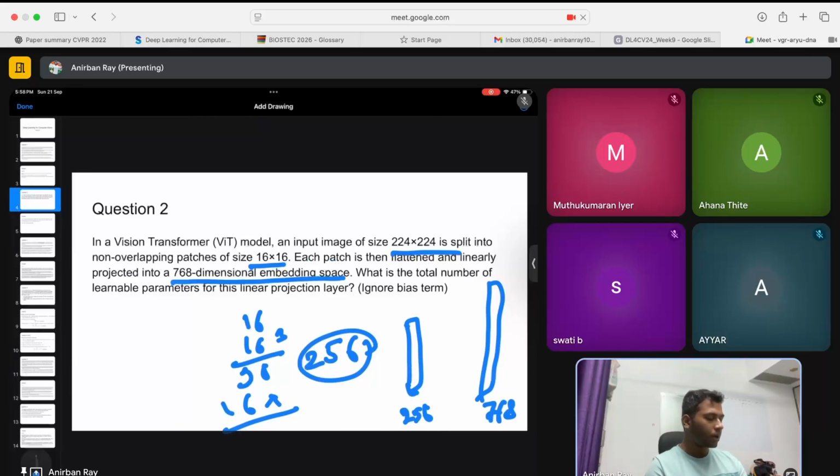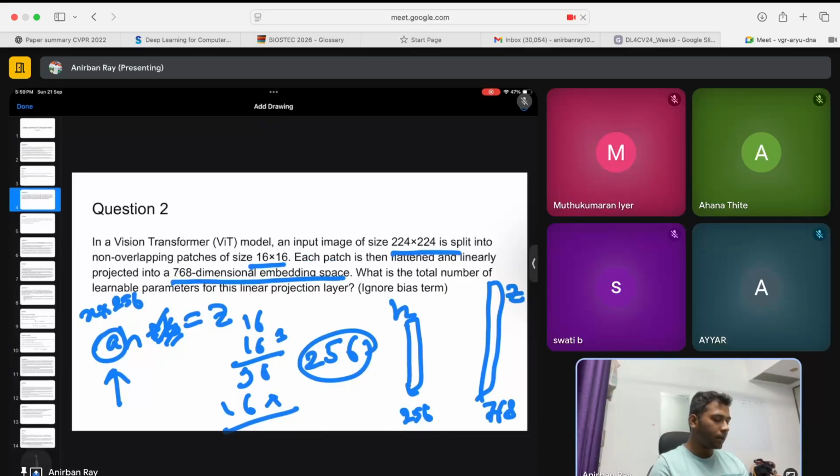So how many total learnable parameters for this linear projection? Okay, so they're talking about linear projection. So say z is this, this is h. Let's say A h plus b is equal to z. Now they have told us to ignore the bias term. So the number of learnable parameters in A is the answer. So A has to have a dimension that matches this h, 256 dimension.